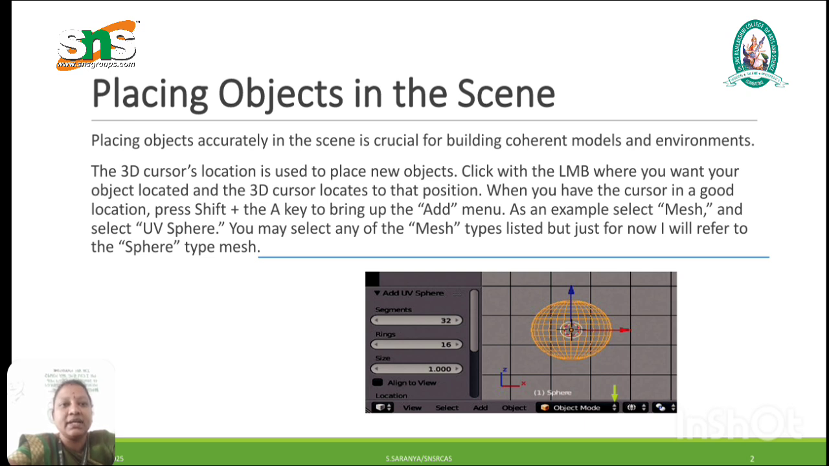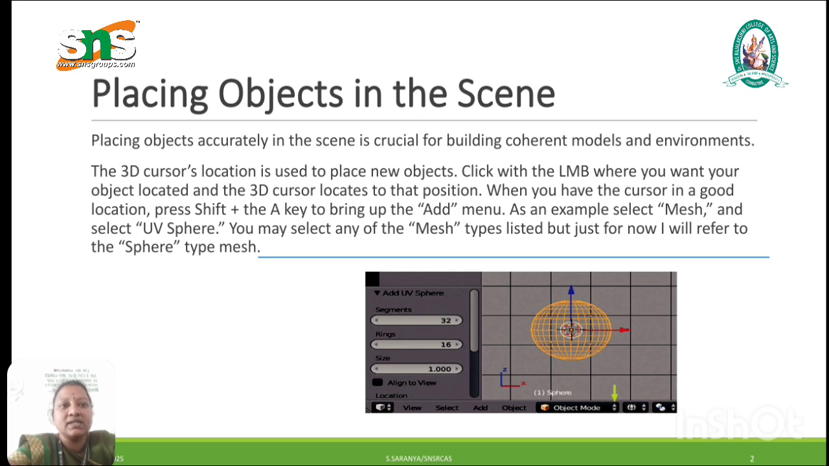Moreover, when we are creating a scene with multiple objects, placing an object in an accurate position is very important. For that, we can use the 3D cursor location for placing the objects, which includes the left click, right click and middle click. We use the left click for the location where we want the object, and the 3D cursor locates to that position.